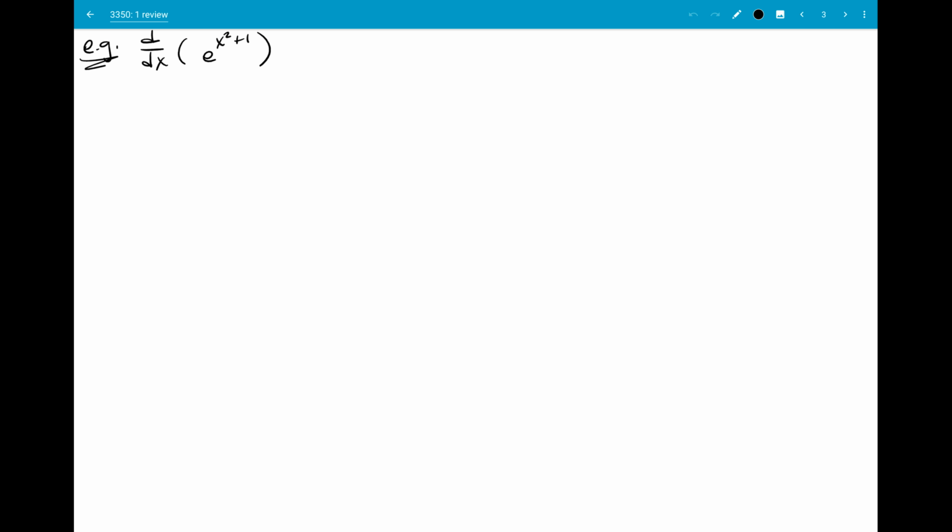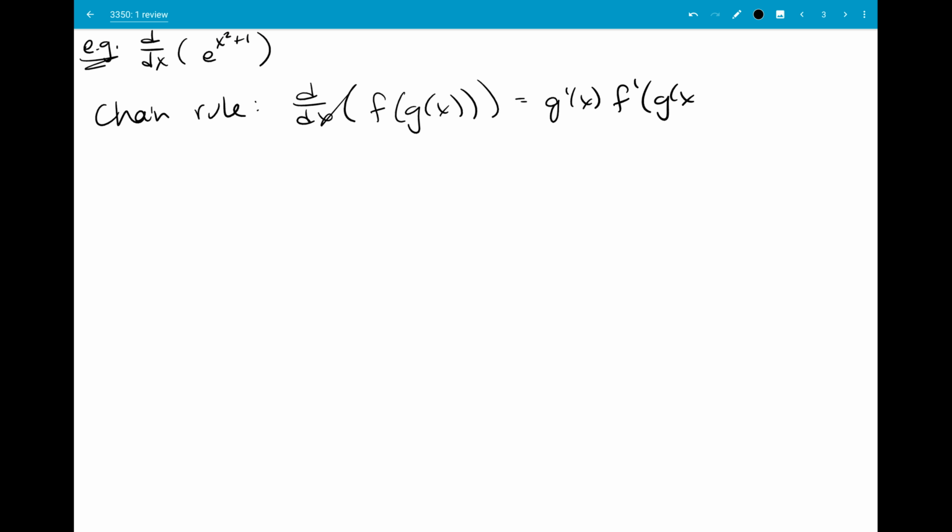The next problem was that chain rule thing. So in general, a chain rule is going to be when you have d dx of f of g of x. That's going to be g prime of x times f prime of g of x. That would be the formula that somebody gave you. And so for this example right here, the tricky part is seeing what f and g are. So g, the function that lives inside our chain rule, is x squared plus 1. And f is e to the x.